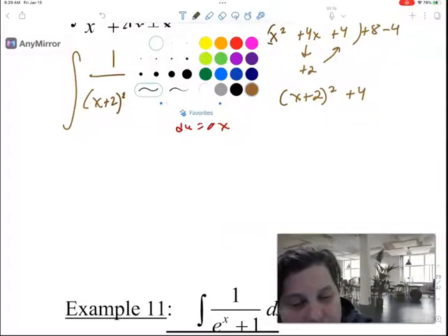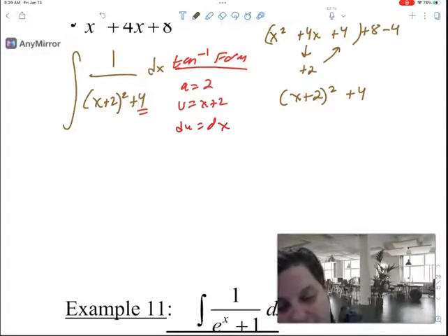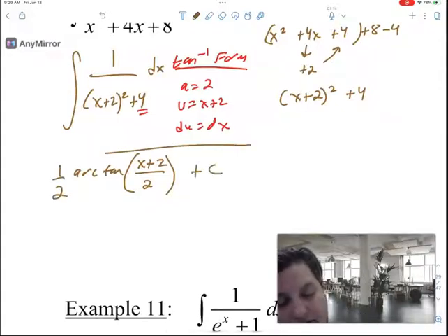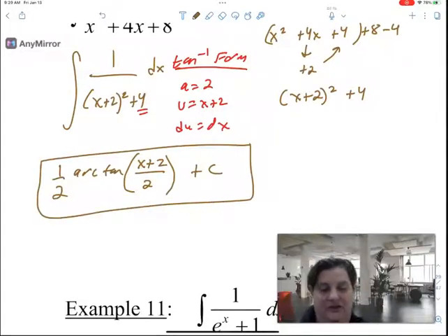So then it becomes, okay, arctan or inverse tan of u over a, times 1 over a, plus c. Let's go. That one's not too terrible, right?